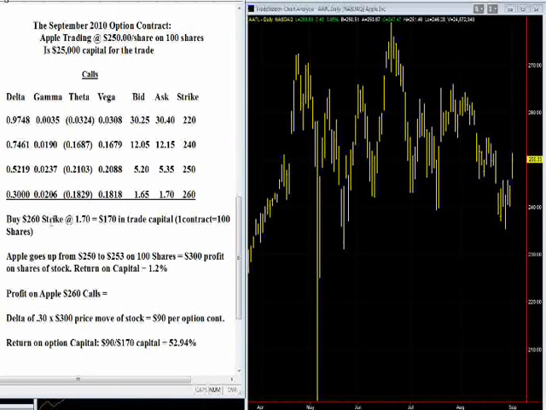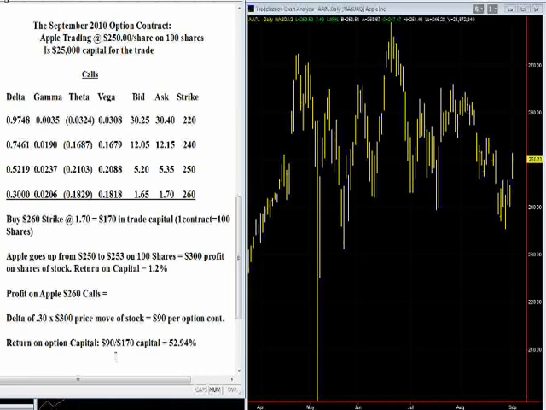So let's say we buy the 260 strike. The ask is $1.70. Remember, each one contract of an option contract equals 100 shares. So we would spend $170 to put this trade on. Say Apple goes up from 250 to 253 on 100 shares. That's $300 profit on the underlying stock, which would be a 1.2% return. Your profit, however, on the Apple 260 calls with the delta 0.3 would be 0.3 times 300 equals $90 per contract on that option. That's for one contract.